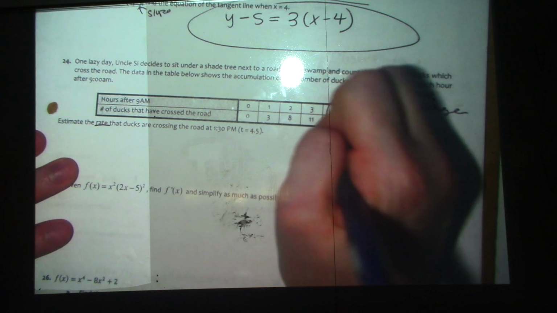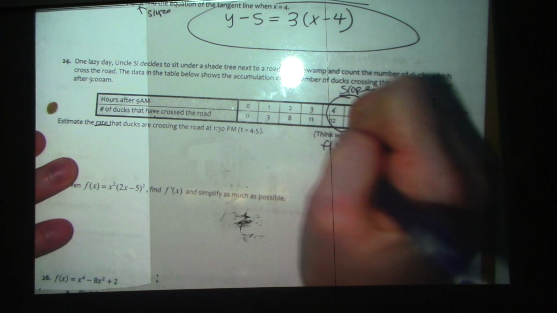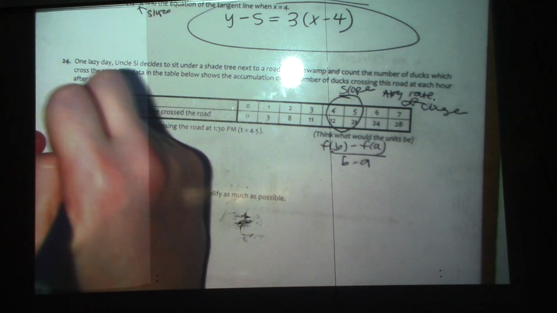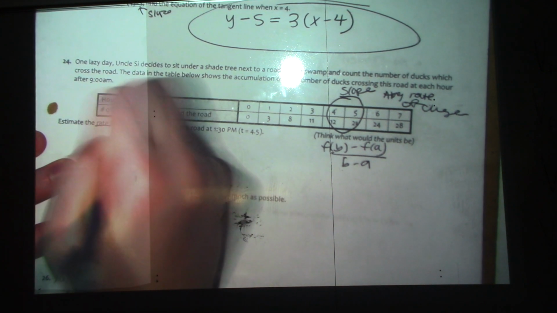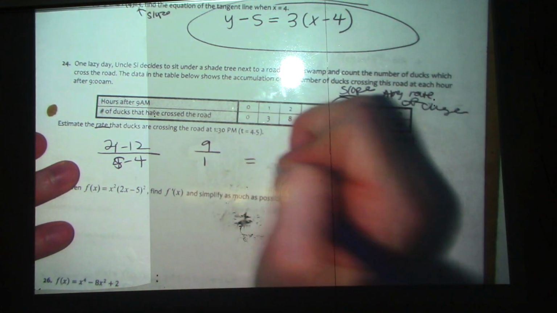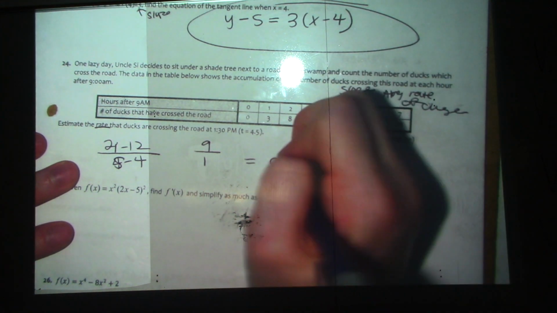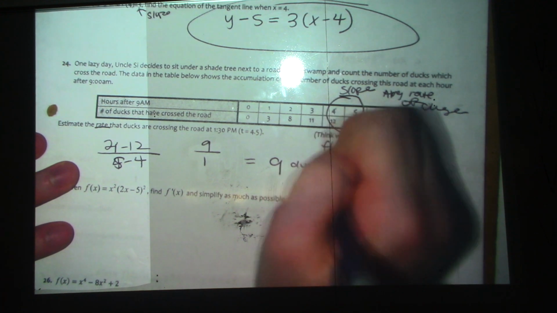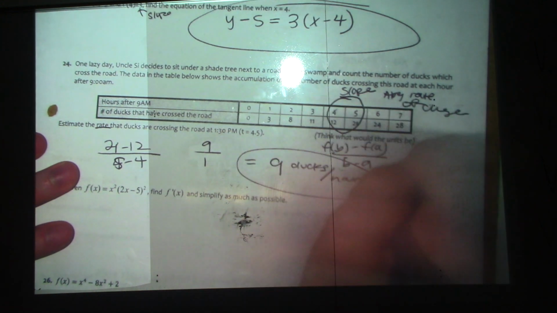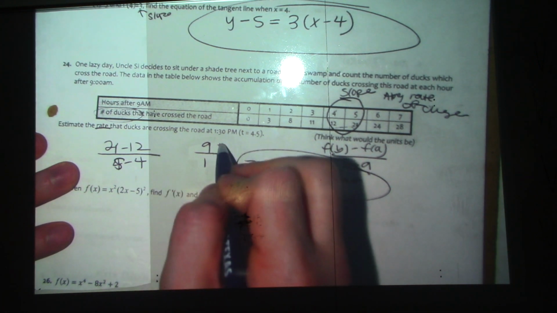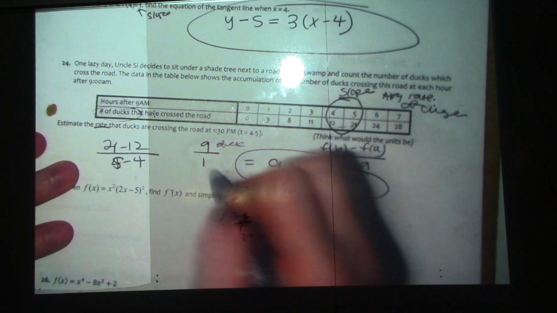So that's just going to be f of b minus f of a over b minus a. That's 21 minus 12 over 5 minus 4. So that's 9 over 1, and it's positive 9, so that is a positive 9 ducks per hour. And I know it's ducks per hour because this was the number of ducks. So 9 ducks over the 1 hour.